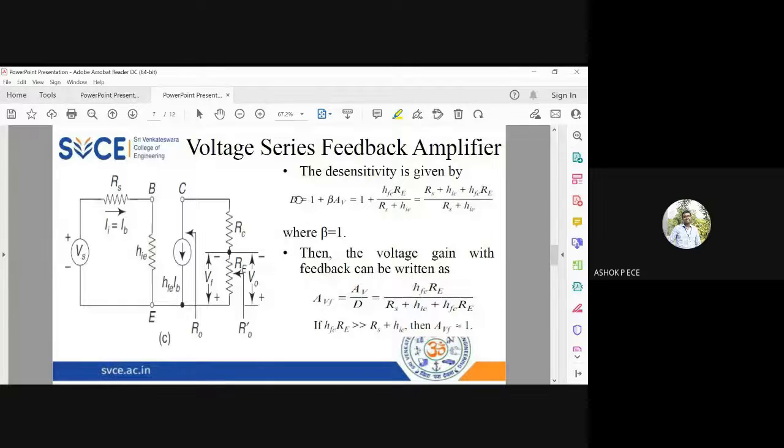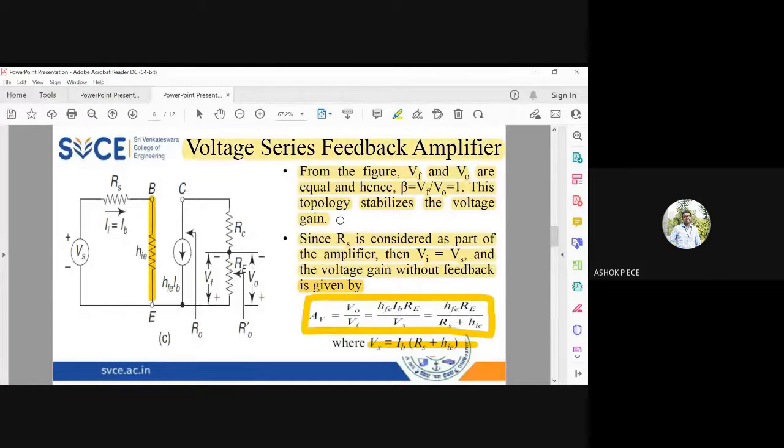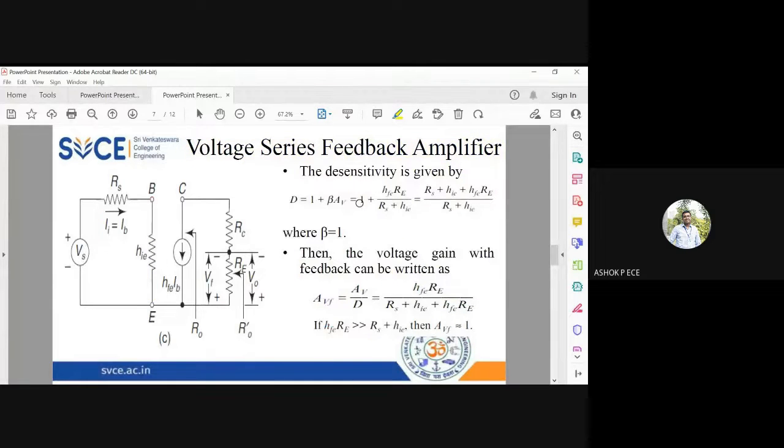Feedback. We are finding D. D is your D sensitivity. D is equal to 1 plus beta into AV. So beta is 1 because VF and V naught are same, okay? So D is equal to 1 plus AV. AV is HFE RE by RS plus HIE. So take LCM and we have the expression for capital D.